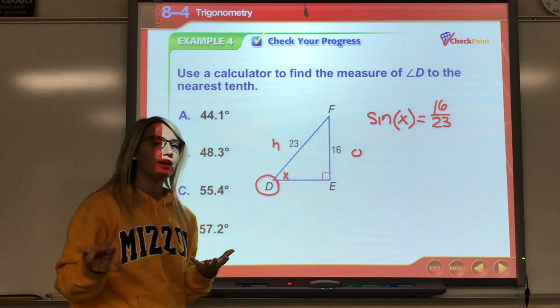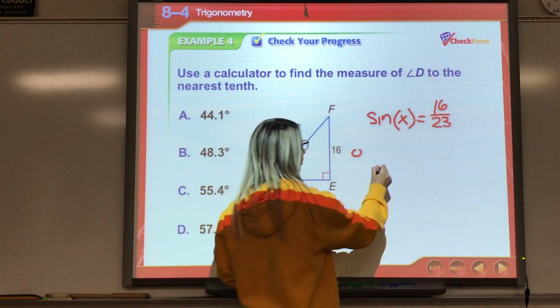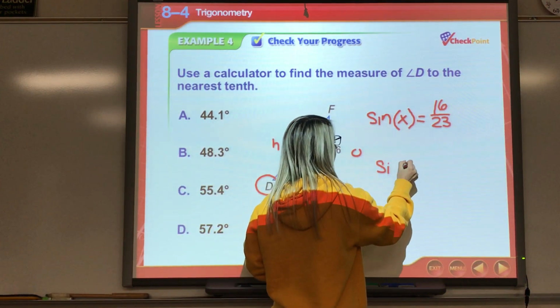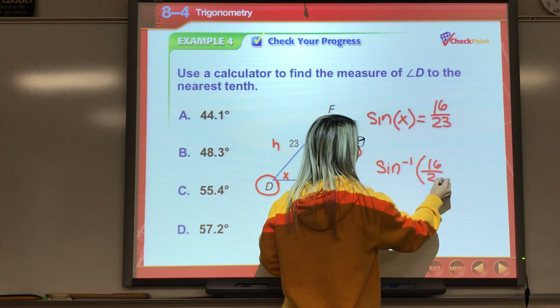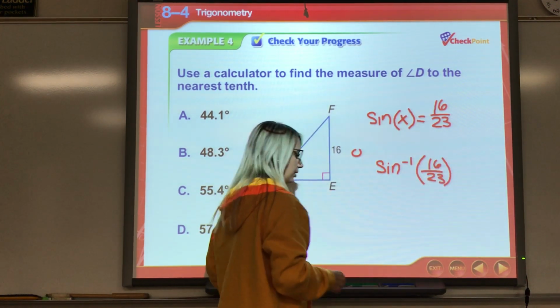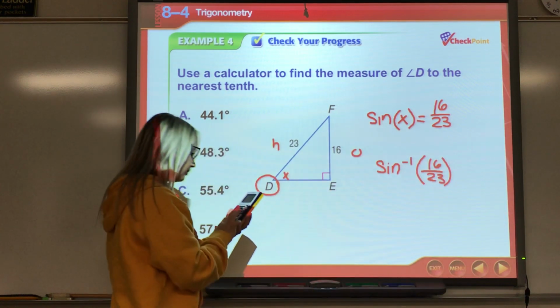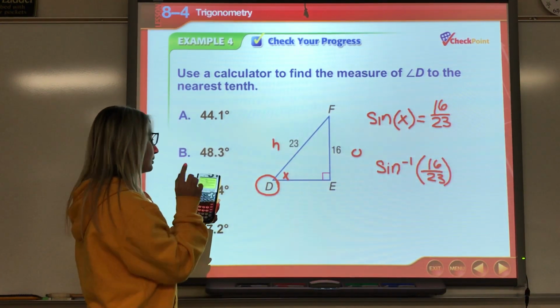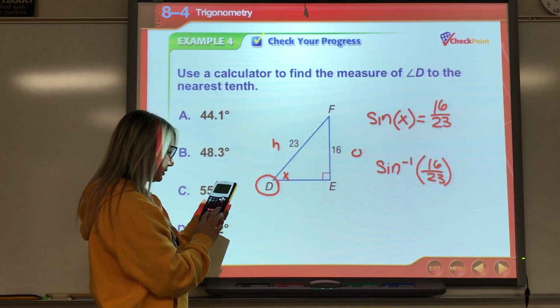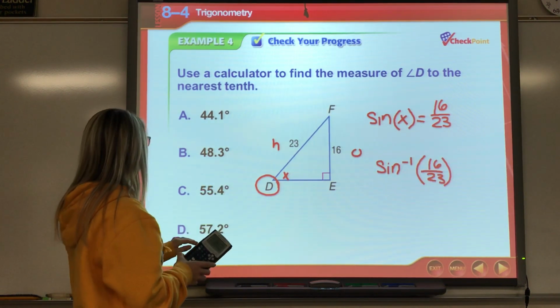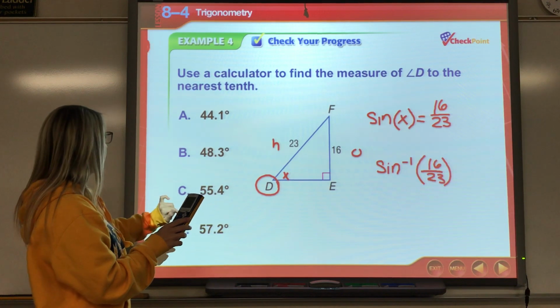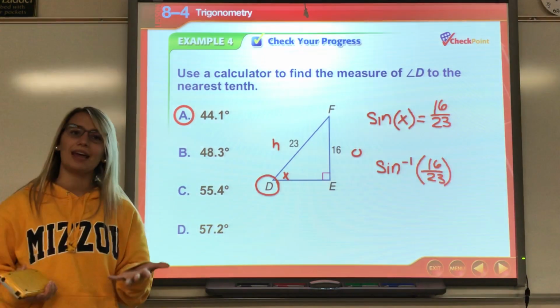Now to take the inverse of it, to solve it, we would have the sine inverse of 16 over 23. When we plug that in, we go second sine and plug in 16 over 23. I got about 44.1, so we should have gotten A for this one.